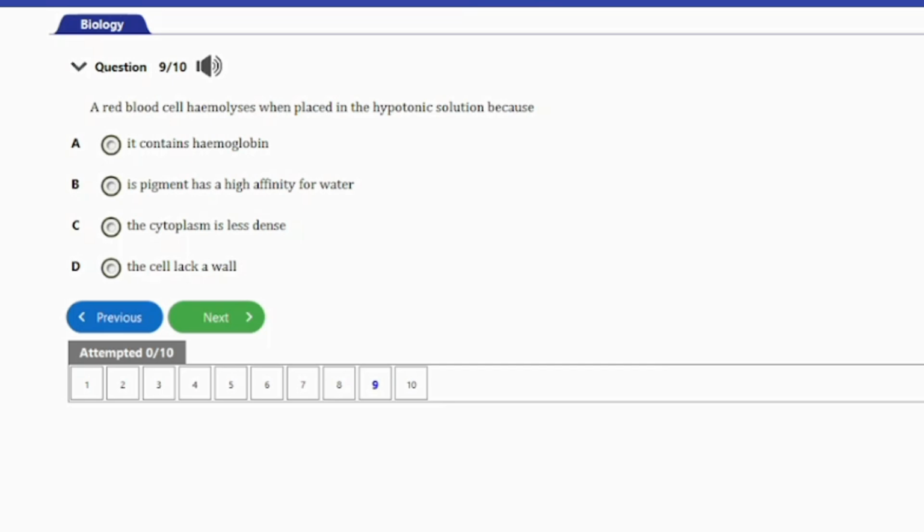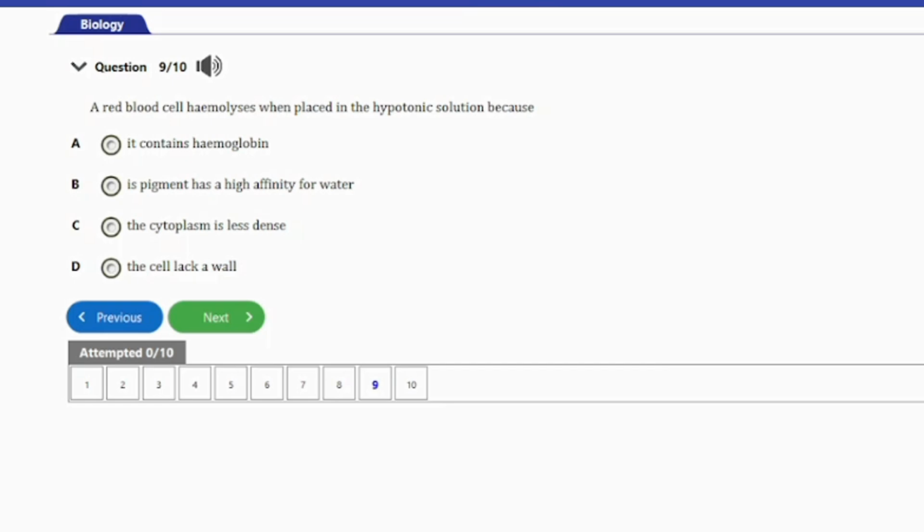So guys, the answer to this question is option B here. The pigment actually has a high affinity for water, and that's as a result of the concentration difference. So as a result of that, water will have to flow from the surrounding environment into the red blood cell and then cause it to burst. So that's it for that question, and option B here is the answer to this question.